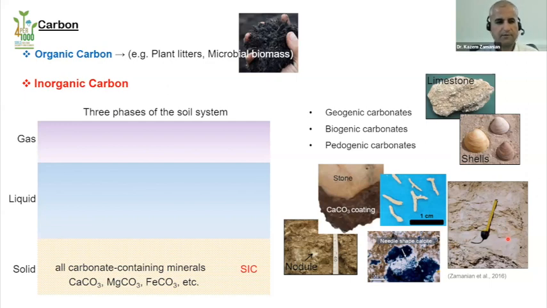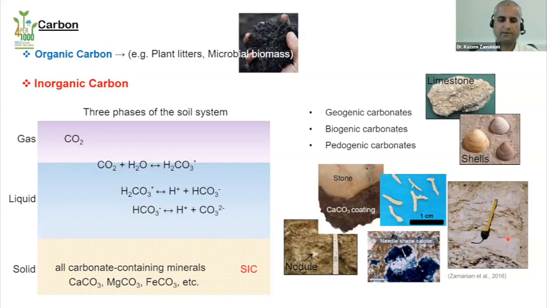Inorganic carbon can also be found in the liquid phase of the soil, where generally the CO2 in the soil gas will be dissolved in soil water and provides various dissolved CO2 species that we generally know as dissolved inorganic carbon, or DIC. If the solid phase of inorganic carbon is present in the soil, there can also be, to some extent, dissolution of SIC and its contribution to dissolved inorganic carbon.